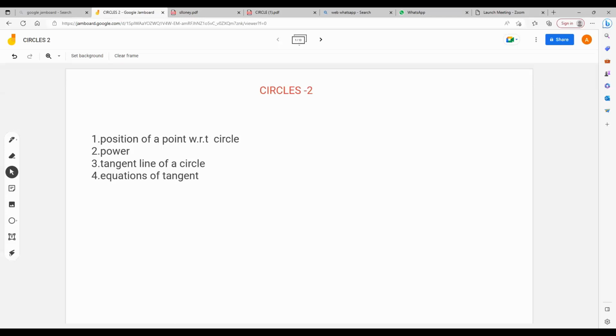So hello, I'm Abhinav Singh and this is our second lecture on circles, and today we will be covering the following topics. The first topic is the position of a point with respect to the circle. Next, the power of a point, and then the tangent line of a circle, and then we will see the various types of equations of tangent that we can write for a circle.